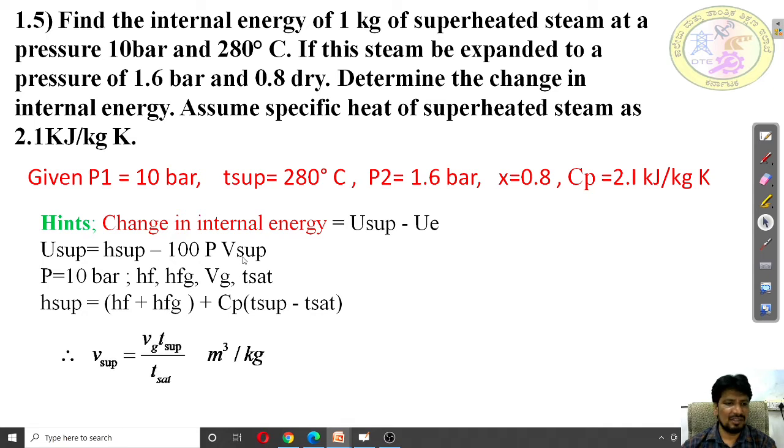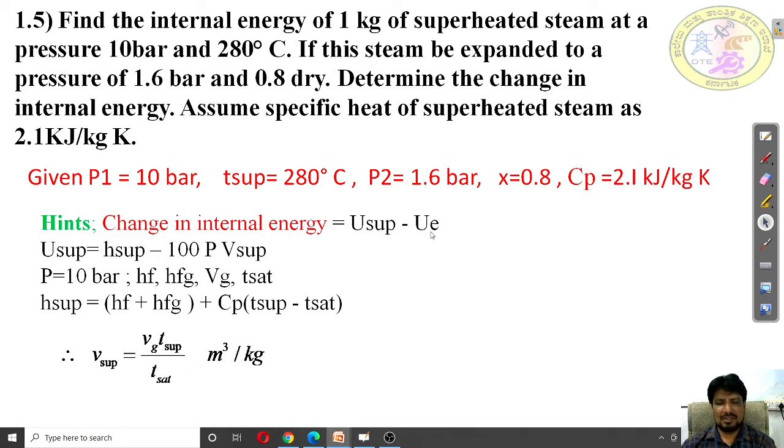We know the formula. The volume of superheated is Vg into T of superheated divided by T of saturated. So this is V of superheated. Here the Vg value is from the steam table, this is the temperature at superheated and this is the temperature at saturated. So this is the calculation of U of superheated.